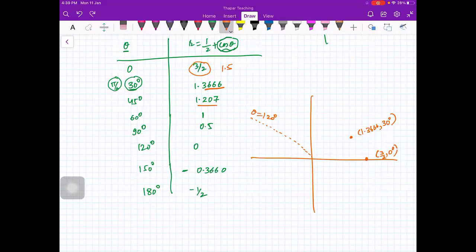Then theta 45 degrees, which is somewhere here. So your r is still less, so you make r less. So this is 1.207 and theta is 45 degrees. And then at theta 60 you are still having less, which is 1 here. This is theta 60 degrees. And then at 90 degrees, you have 0.5. This is the point. Okay, so it will be something like this. Is this clear to everybody, beta?